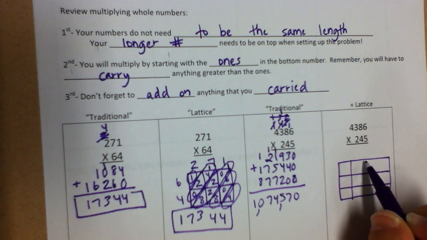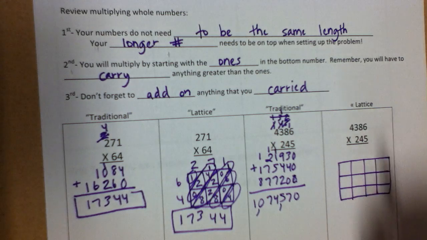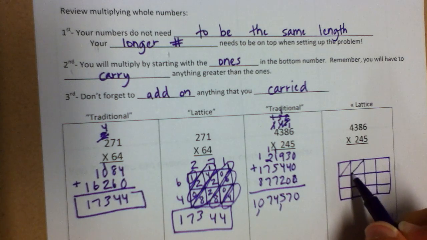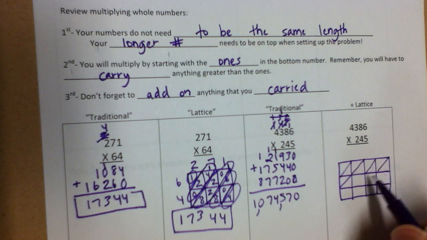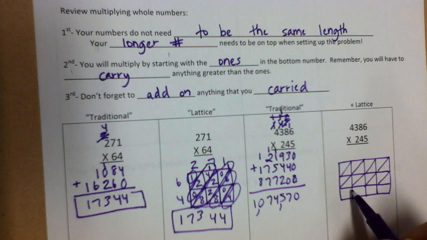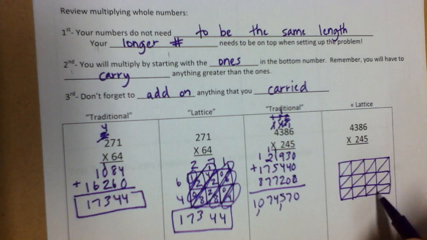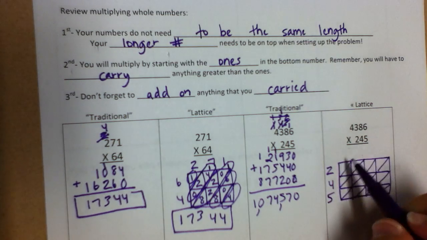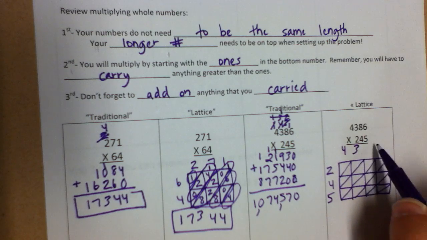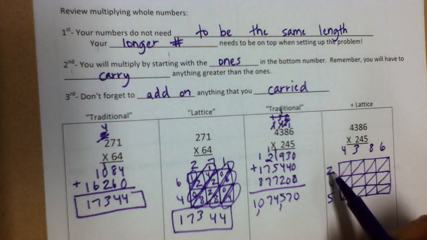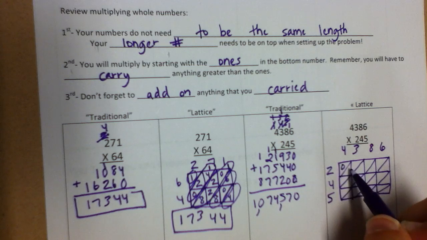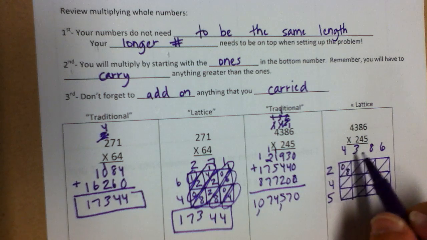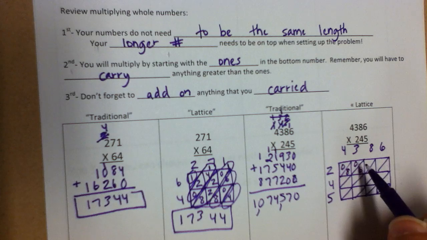The lattice method, I need to draw a 4 by 3 grid because I have a 4-digit number times a 3-digit number. Split my boxes in half for the 2 digits. 245, 4,386. 2 times 4 is 8. 2 times 3 is 6.